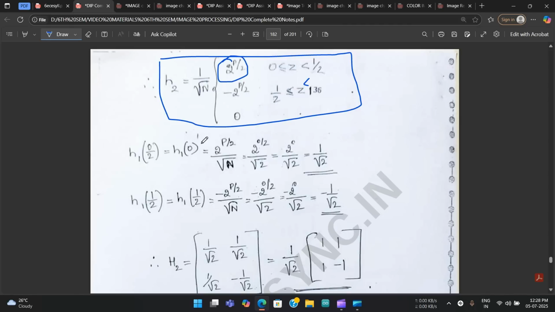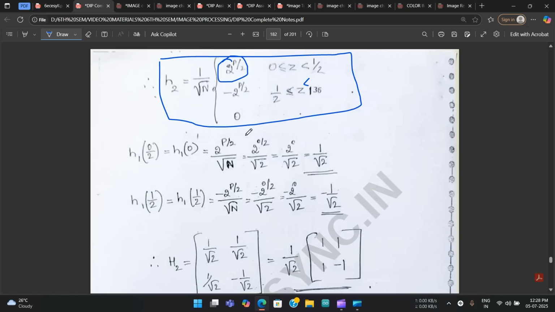The z value is 0, and of these two intervals it satisfies only the first interval, 2 to the power p by 2, where z is between 0 and 1 by 2, right? So here the value of z is 0, so that's why it would be in this interval. So we should be taking this as our equation here.